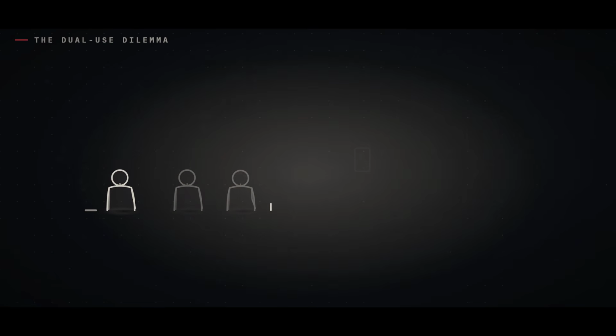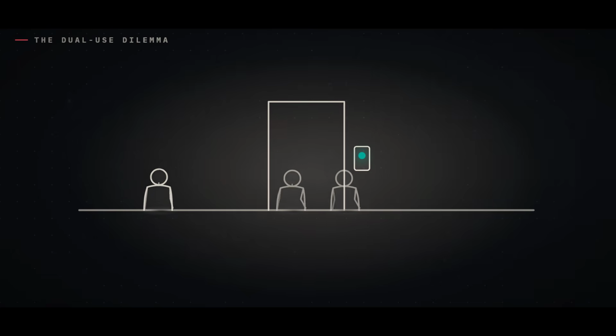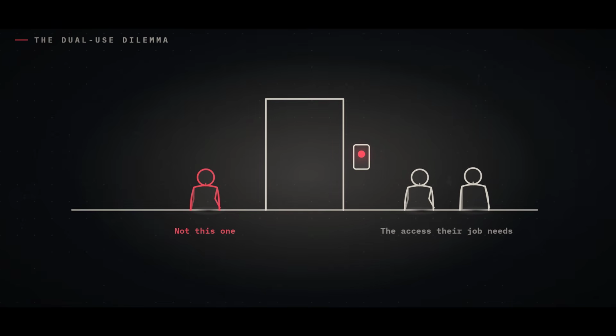Today's choices are blunt. Give the whole capability to everyone, give it to nobody, or build a different model for every kind of user. But computers already know a better rule. A guest does not get root access. People get only the permissions their job requires.